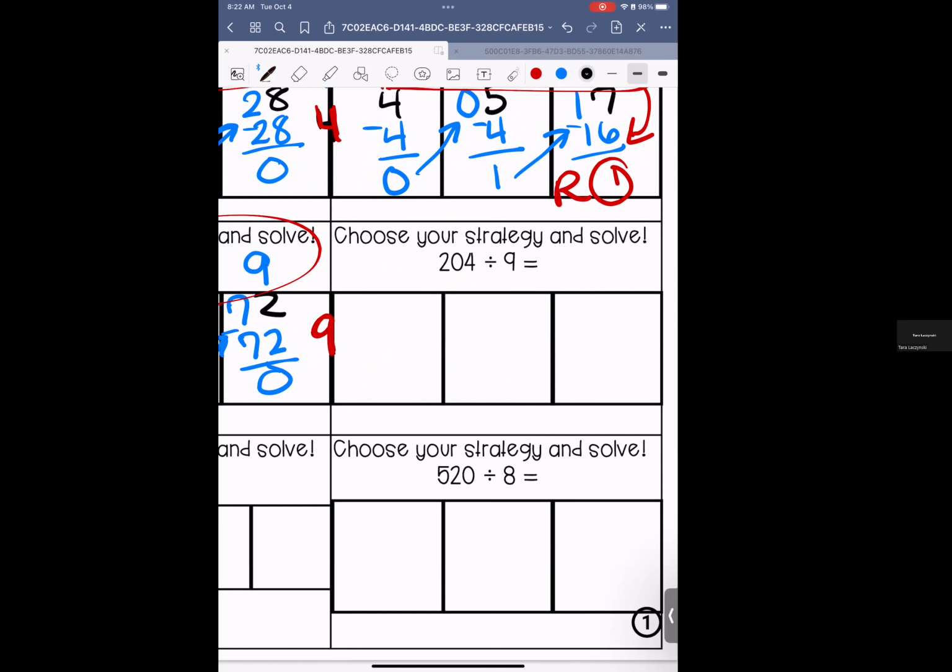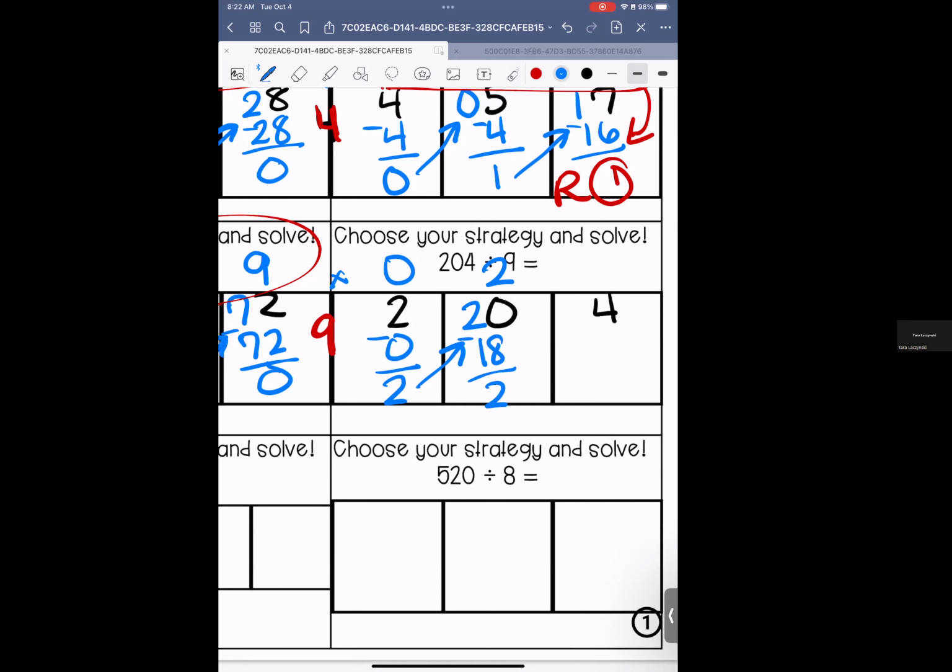Setting up our next one, we're dividing by 9. Write it in red so you can see it. We're dividing 204. Watch that 0. Here we go. 9 goes into 2 0 times. 0 times 9 is 0. Subtract for 2, bring it next door. 9 goes into 20 2 times. 2 times 9 is 18.